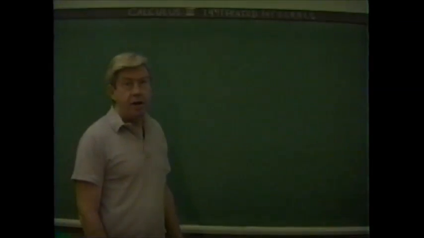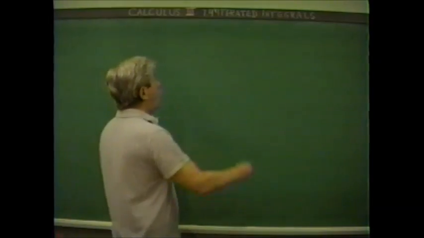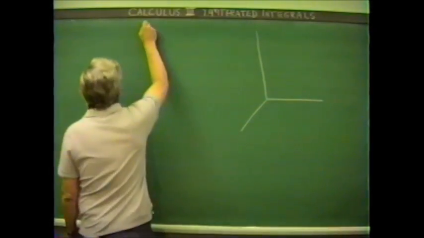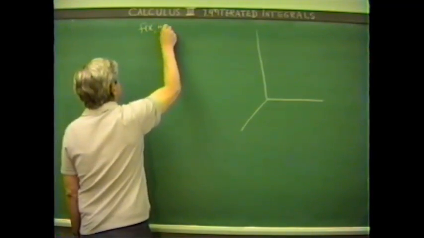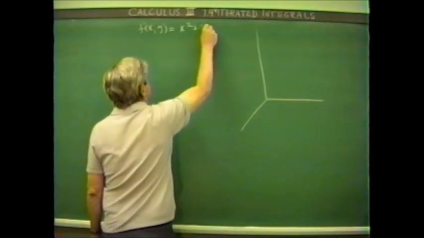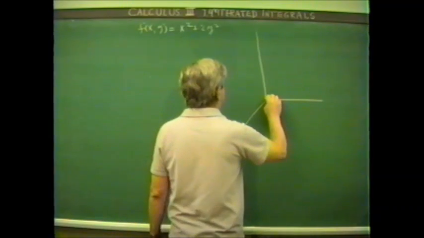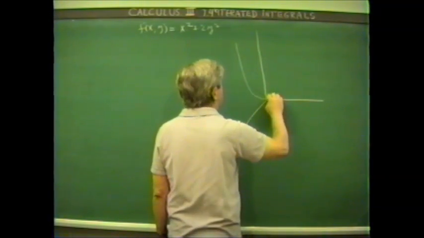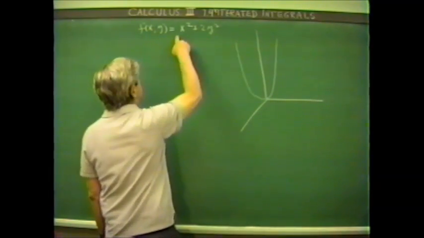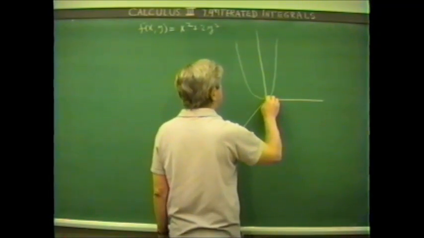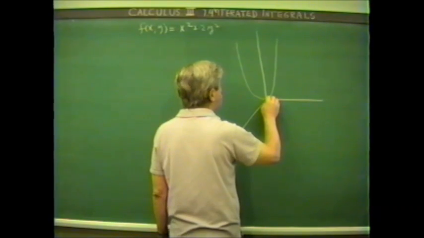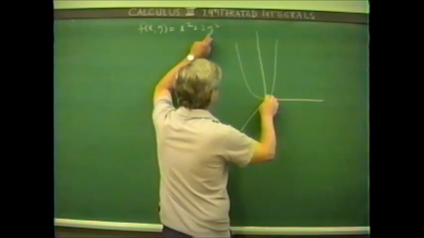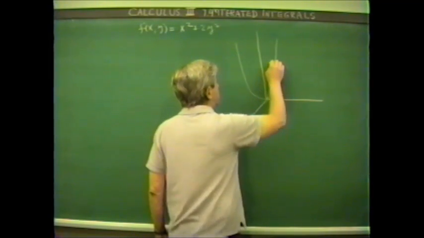Let's take a look at a specific example of an iterated integral over a simple region. Let's suppose that we have f of x and y equal to x squared plus 2y squared. This is a paraboloid. It looks something like this. When y is equal to 0, z is x squared, so you have a parabola opening like so. When x is equal to 0, you have z equal to 2y squared, so that's a parabola that looks something like this.